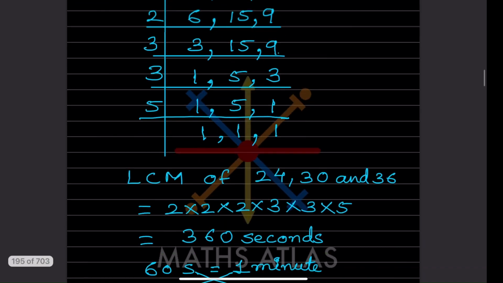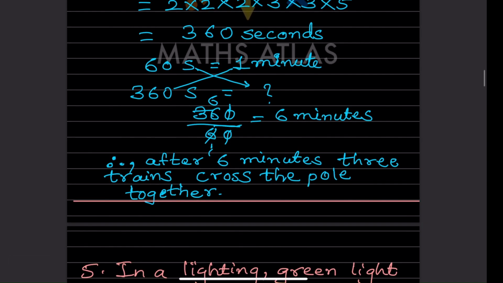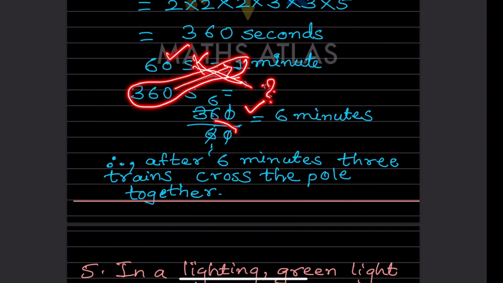So what will you do here? 60 seconds means 1 minute. We got 360 seconds. So write the seconds one below the other here, and then you can cross multiply. We don't know how many minutes, so cross multiply. Whenever you cross multiply, the two numbers you get should be written in the numerator, and the single number should be in the denominator. This is very important.